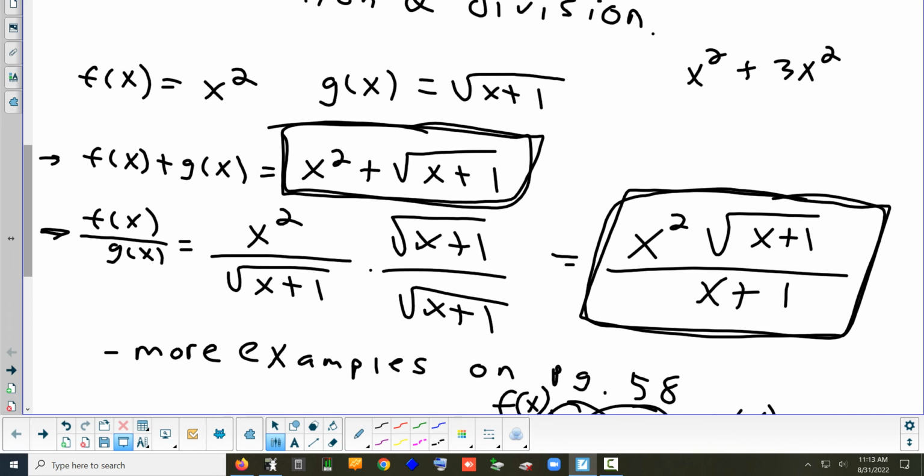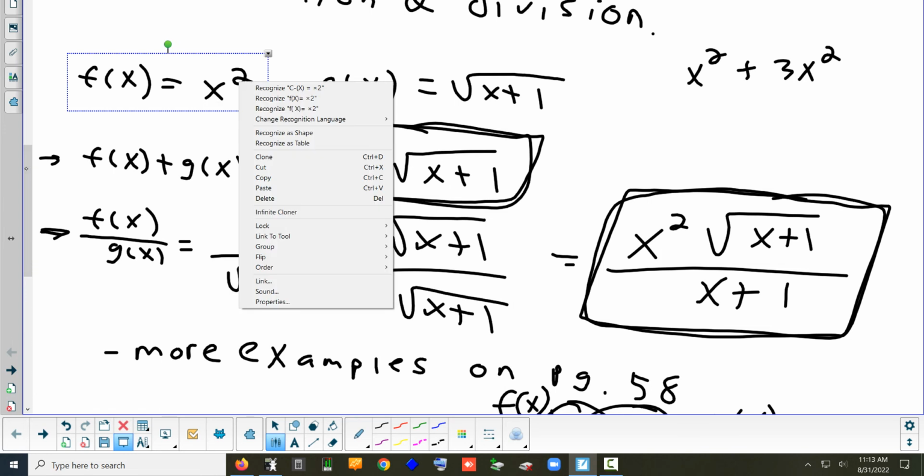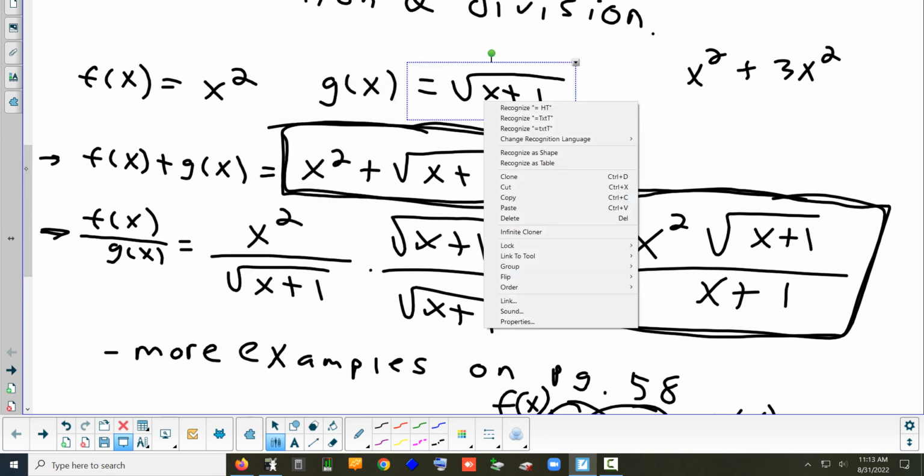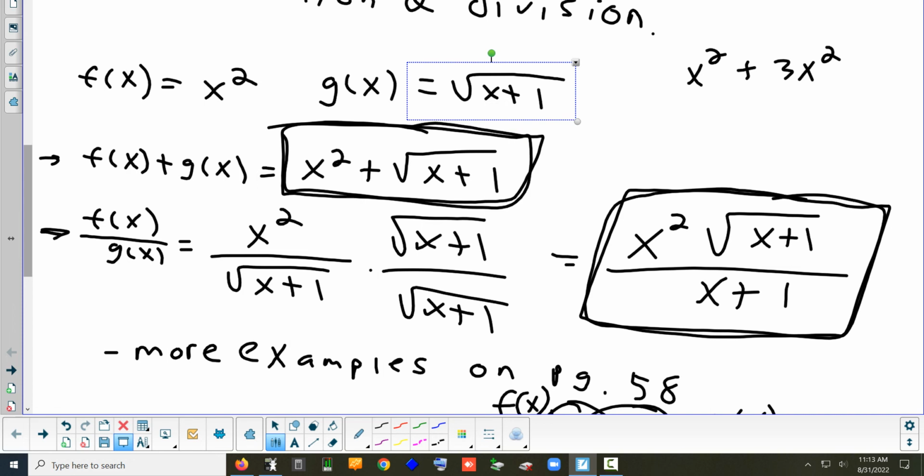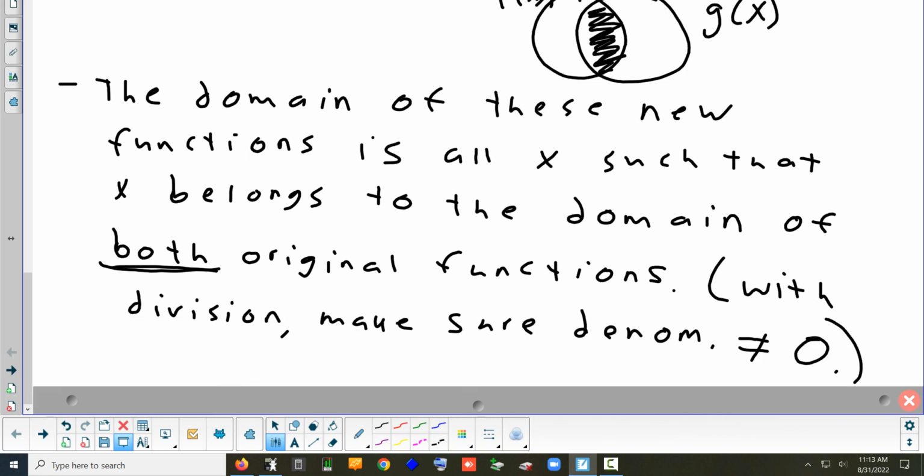Because you might say, well, if I plug -1 into the original function, that's fine. -1 squared is 1. If I plug -1 into the g of x function, that's fine. -1 plus 1 is 0, and the square root of 0 is 0. But if I plug -1 into this new function down here, I would end up with dividing by 0. So not only do you have to make sure that the number works in both of the originals, but you also have to make sure you never divide by 0.